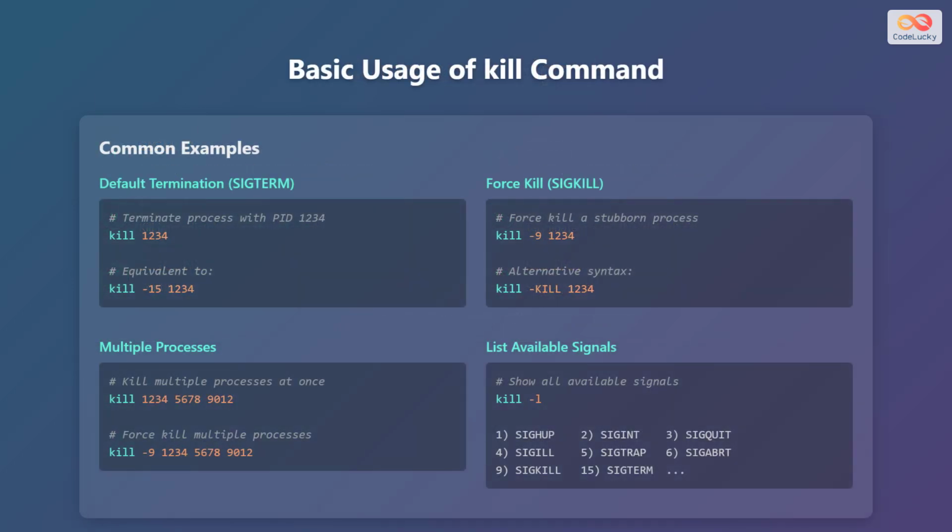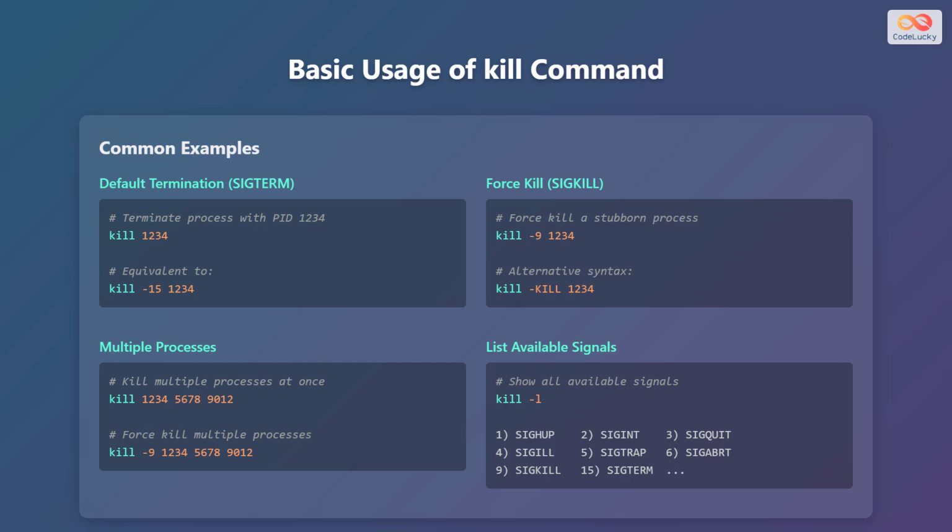This command will display a comprehensive list of signal names and their corresponding numbers. Let's explore some common examples of using the kill command. To terminate a process with the process ID 1234, you would simply type kill 1234. This sends the default terminate signal, which is SIGTERM. The equivalent of the above command is to type kill, then -15, followed by the process ID 1234. To force kill a stubborn process, you can use the SIGKILL signal. The command is kill -9 1234. Alternatively, you can use the signal name, kill -SIGKILL 1234.